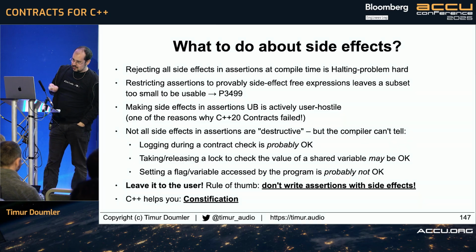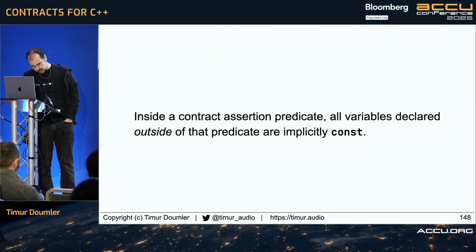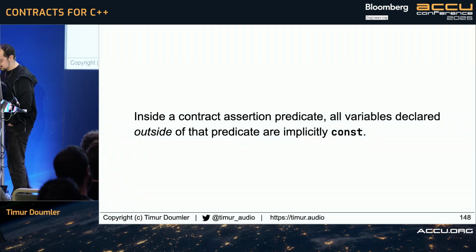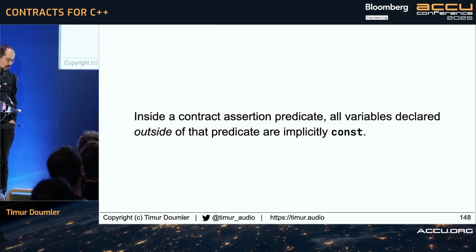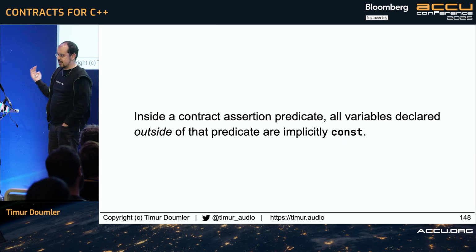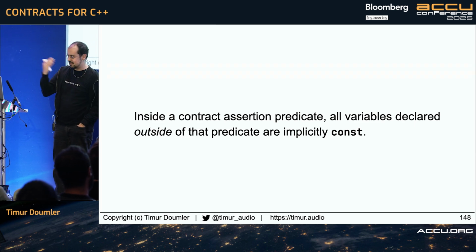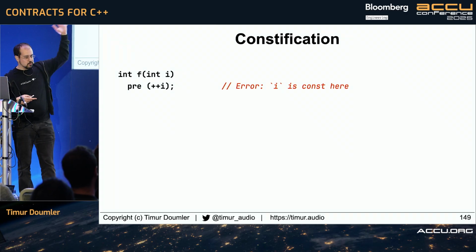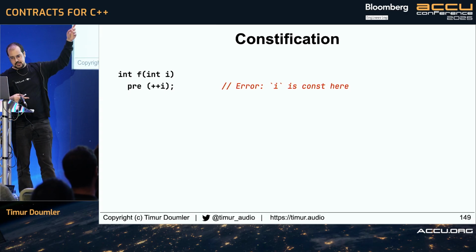So what constification is, is that inside a contract assertion predicate, all the variables declared outside of that predicate are implicitly const, in the same way as a class member is implicitly const in a const member function, or a capture is implicitly const in a lambda. If you try to modify a parameter or a global variable or anything else declared outside of that precondition assertion, it's going to tell you, no, you can't do that, it's const.